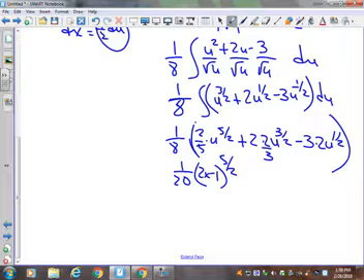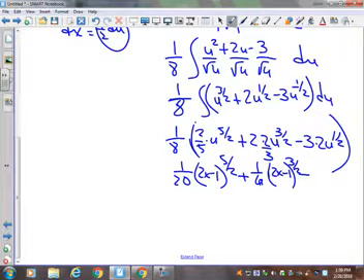1 times 4 over 8 times 3. 1 times 4 on the top because the 2 and 2 make a 4. And 8 times 3 is 24. And 4 over 24 reduces to 1/6. So 1/6 times (2x minus 1) to the 3/2.